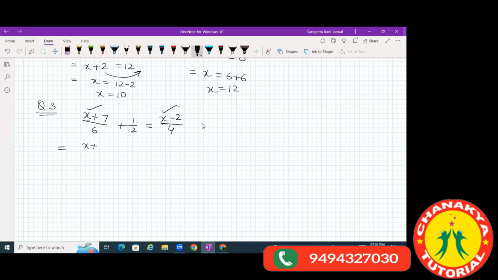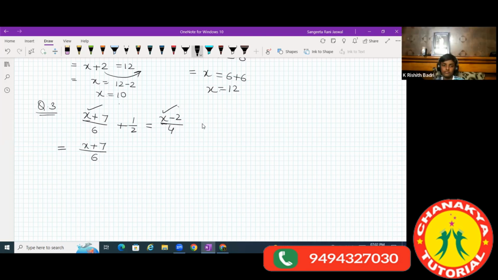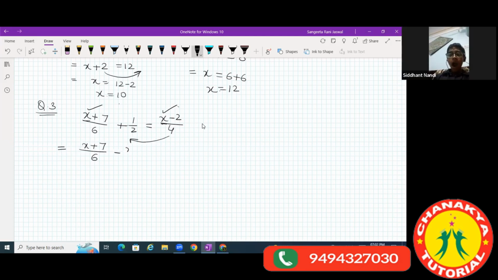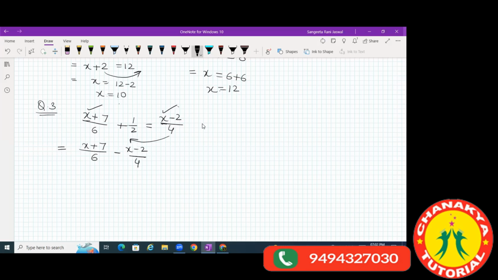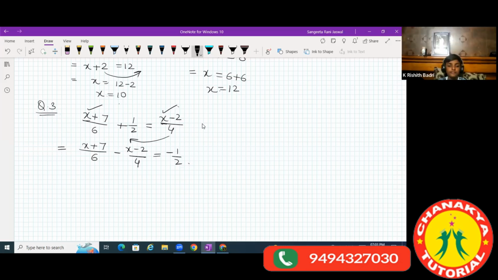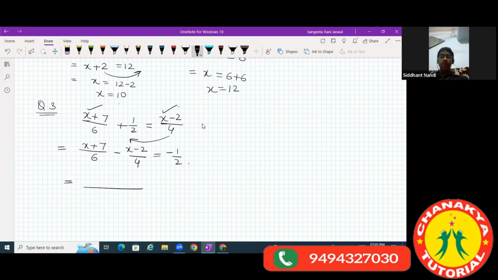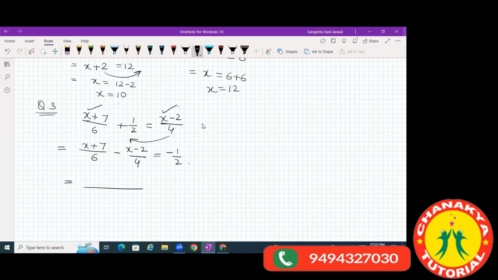Okay, right? So when I keep all the x terms together, this term will be here, and the right hand side term, when it comes to this side, will be x minus 2 by 4. Now this 1 by 2, when it goes to the other side, will become minus 1 by 2. I have now taken both the x terms together on one side. Ma'am, so now the 1/2 became like a rational number. Listen, now both the variable terms are in fraction form.